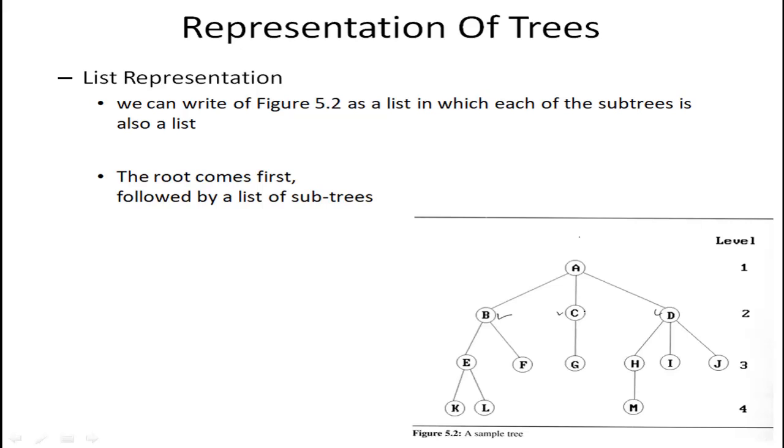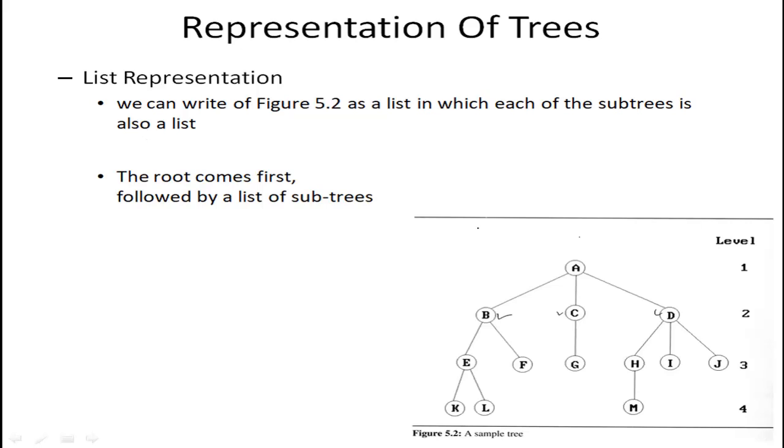In this video we will see representation of trees. Trees can be represented in three ways. One is list representation. Next is left child right sibling representation, and the third is representation as a degree 2 tree. These are the three things which we are going to discuss in this video. Let us start with the first thing, which is list representation. Yes, a tree can be represented as a list as well.